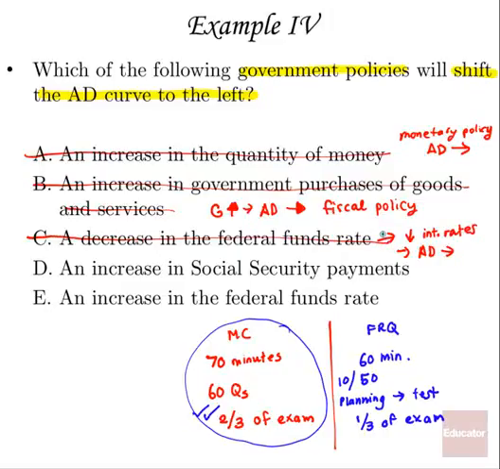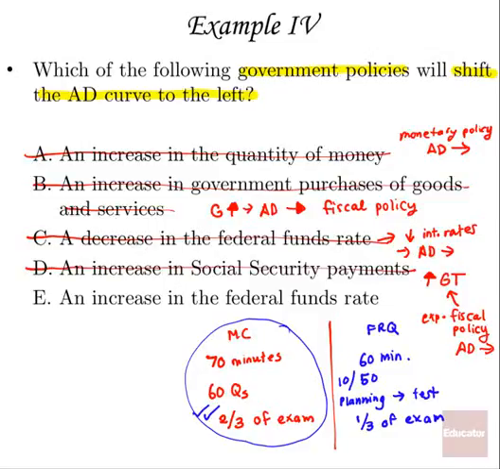Now, let's say between D and E, you didn't know. Well, you've got a 50-50 shot at getting this right. Increase in Social Security payments. This is technically neither an increase in government spending, because it's already been spent, so to speak, nor a decrease in taxes, but it is an increase in government transfers, which for all intents and purposes, consider that an increase in spending. And that is expansionary fiscal policy. And expansionary fiscal policy, we know, is going to shift the aggregate demand curve to the right. So this is also incorrect here.